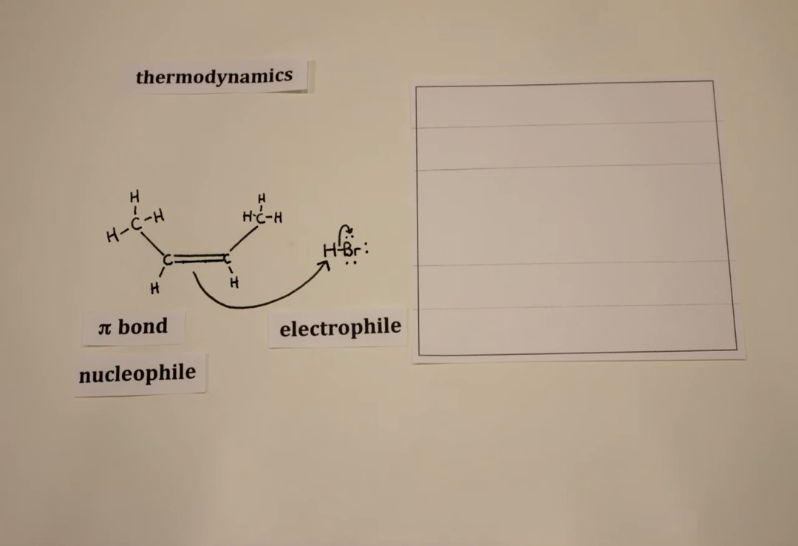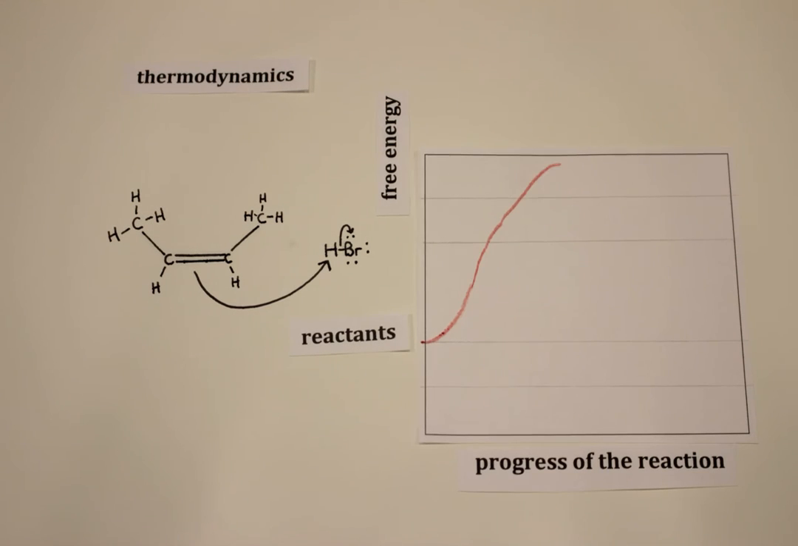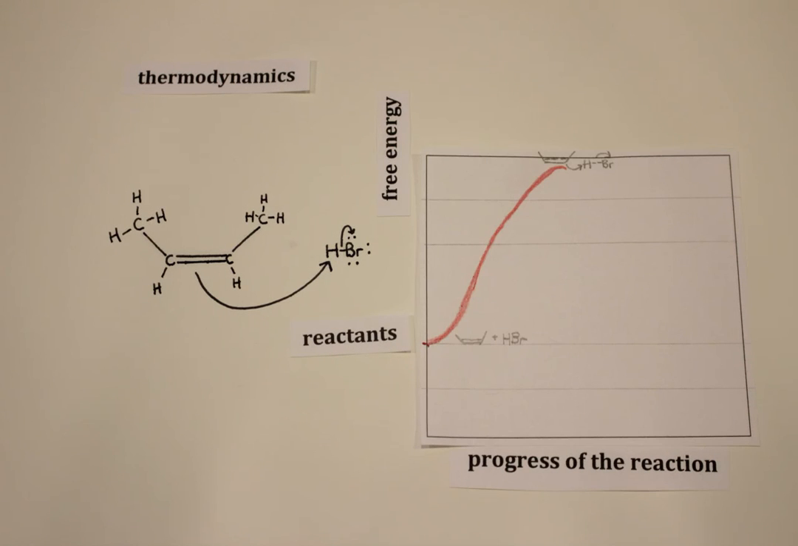We can look at the thermodynamics, which is the energy states of this chemical reaction, if we draw a coordinate diagram. The y-axis of the coordinate diagram is the free energy of the system. The x-axis represents the progress of the reaction. We're going to use a red line to represent the energy of the chemicals as the reaction proceeds.